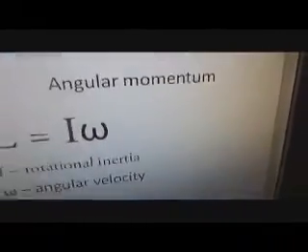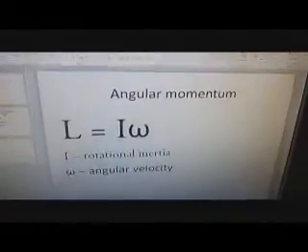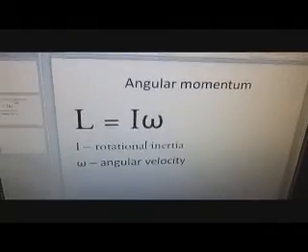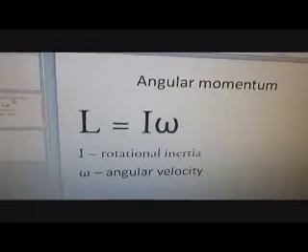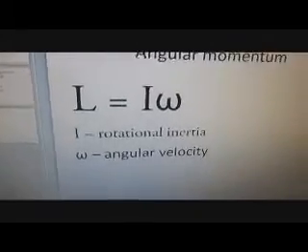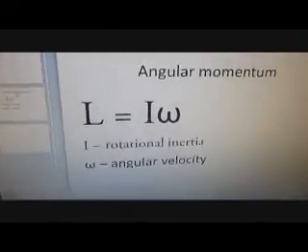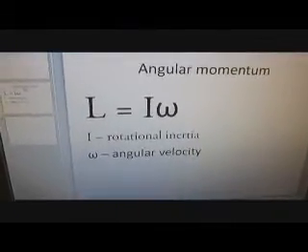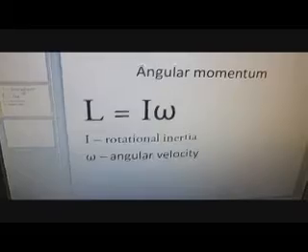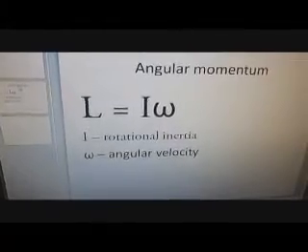So essentially, it's just like momentum. Recall that a bullet has lots of momentum and also an elephant, because it's hard to stop them once they start moving. So it's the same as with angular momentum. If an object has lots of angular momentum, then it is very hard to stop that object.